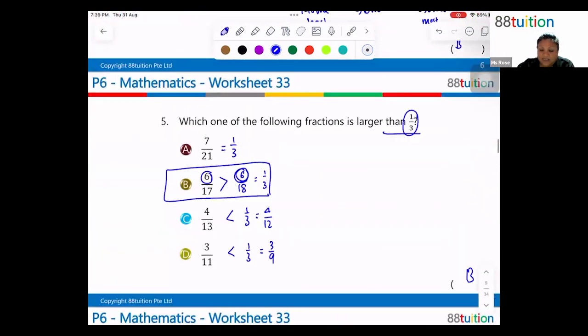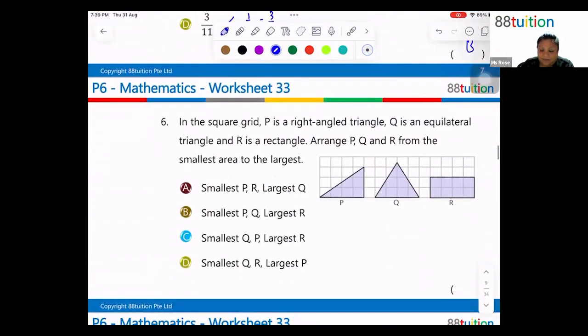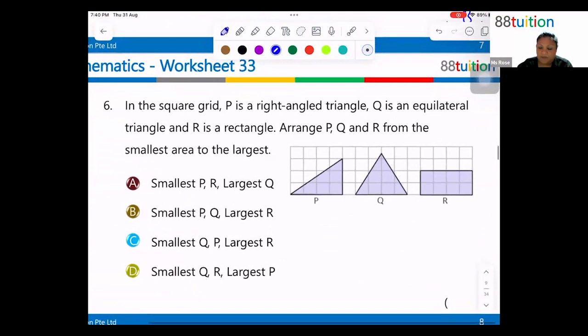Okay, question 6. What do we have here? So we have P, Q, R. Now, we have P being a right angle triangle, Q an equilateral triangle, and R being a rectangle. What is the area? Just by looking at this, can we determine how big they are? Can we do that?